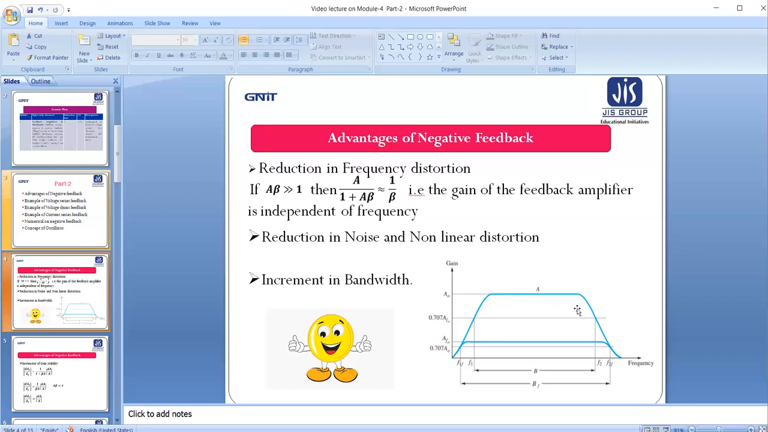So this type of graph is known as the frequency response, and the range of the frequency over which the voltage gain becomes constant is known as the bandwidth. Now, in case of negative feedback, what happens? The gain is reduced. That's why we see this flat region's amplitude is drastically lowered.